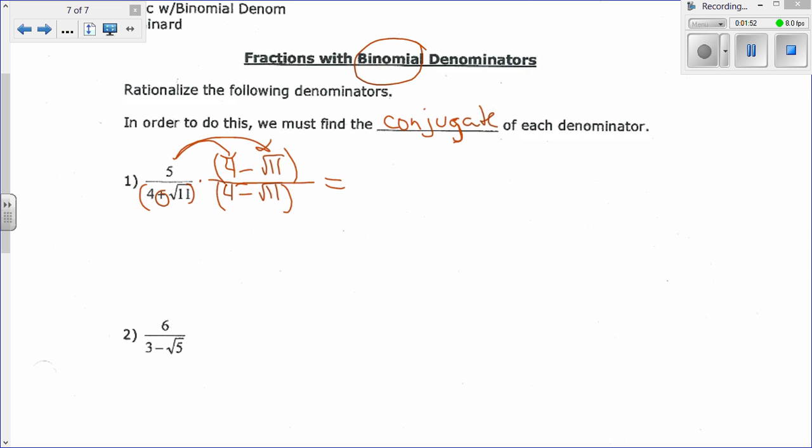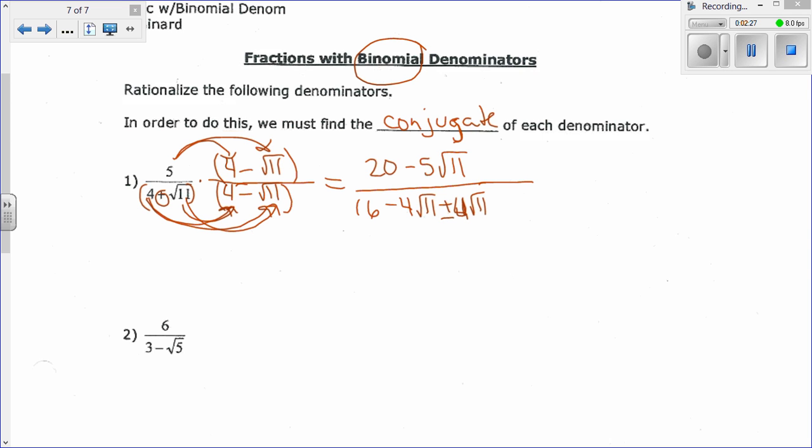So 5 times 4 is 20. 5 times the square root of 11 is minus 5 radical 11. Over, on the bottom, I'm going to have to double distribute or FOIL. 4 times 4 is 16. 4 times negative radical 11 is negative 4 radical 11. Radical 11 times 4 is plus 4 times radical 11. And then radical 11 times negative radical 11 would be minus 11, because radical 11 times radical 11 would be 11.